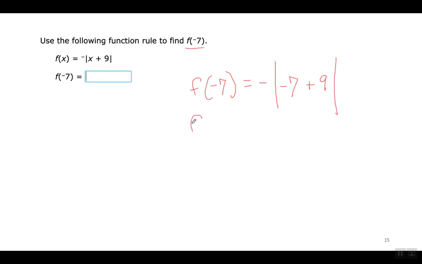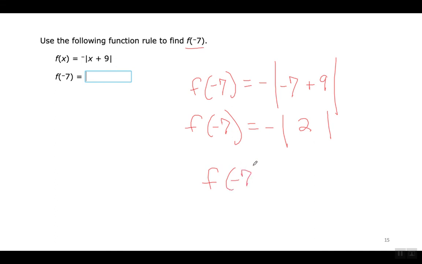Alright, so with that in mind, now I got this. Negative 7 plus 9 is positive 2. So I got to get the absolute value of positive 2. The absolute value of positive 2 is 2. And then I put this negative sign in front of it.